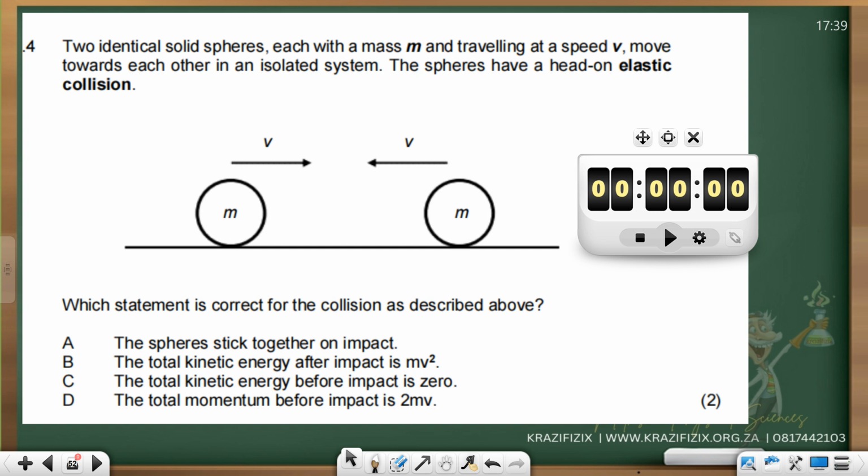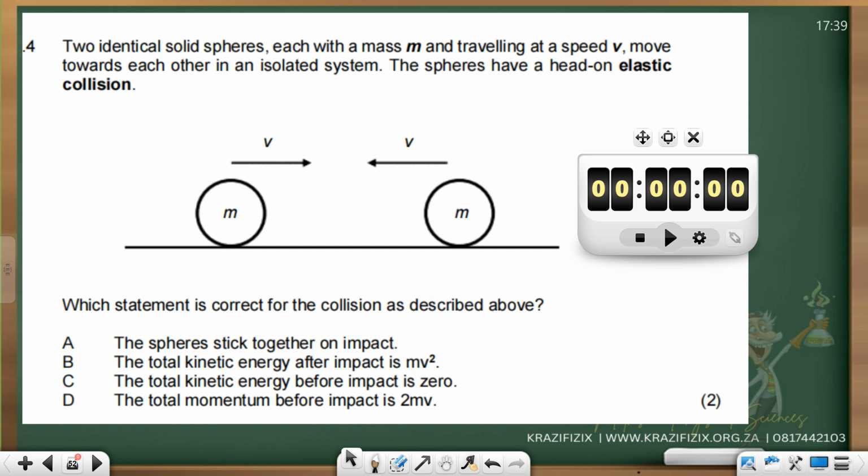All right, are we done? Can I get answers A, B, C, or D, please? I want answers A, B, C, or D.